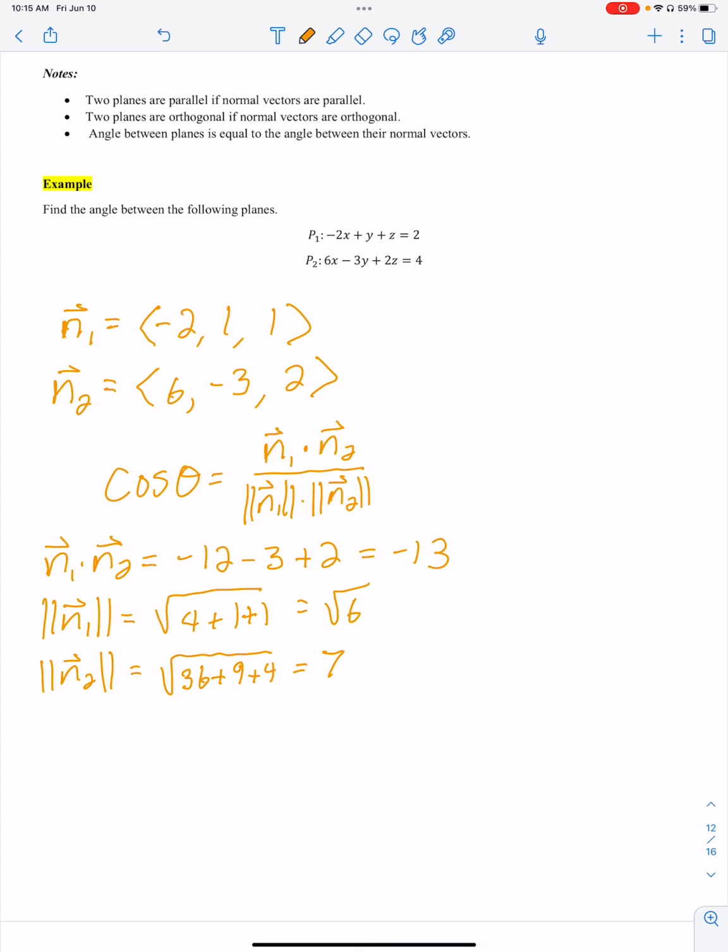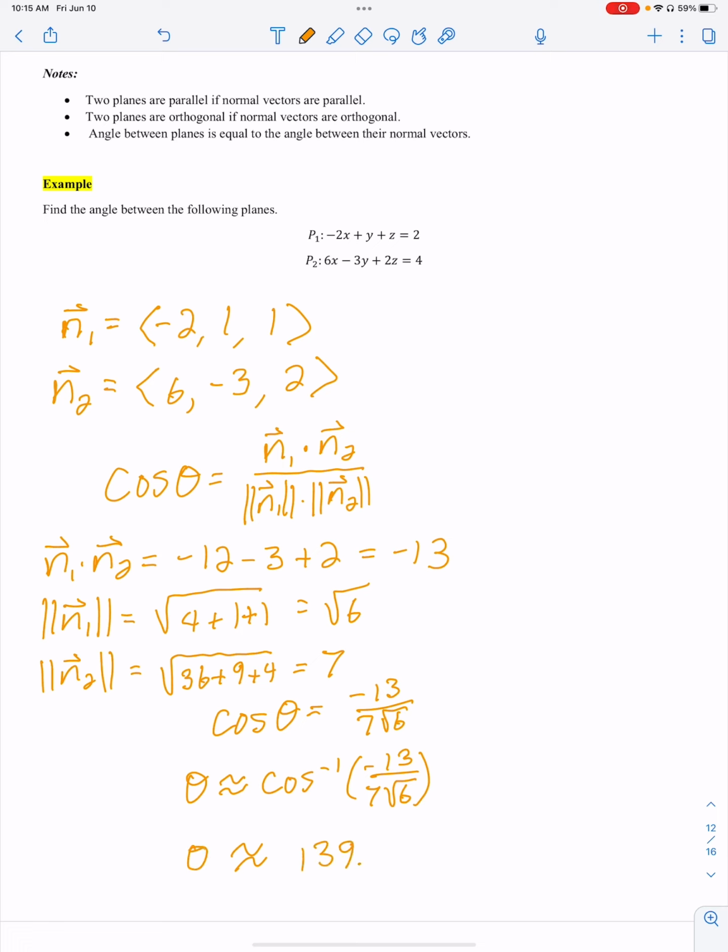All right, to figure out our angle, we plug all this in. Cosine of theta is -13 over 7 root 6. Now just use your calculator. It is the inverse cosine, so we should use an approximation because we're probably going to round. I plug all that in, and this approximately gets me 139.3 degrees.